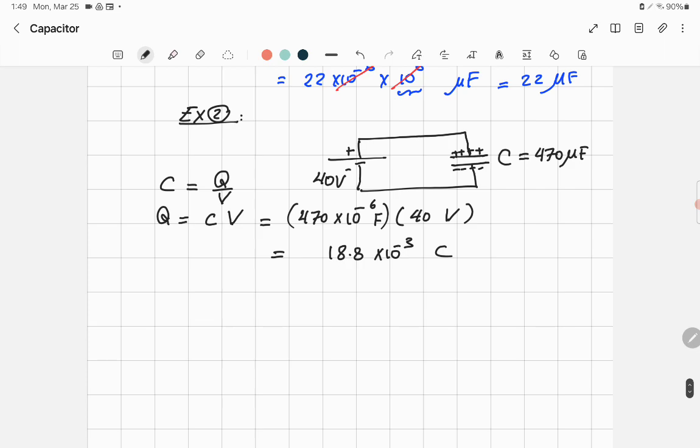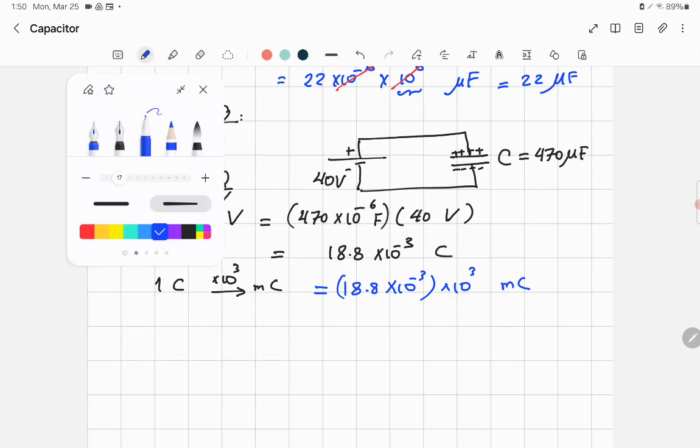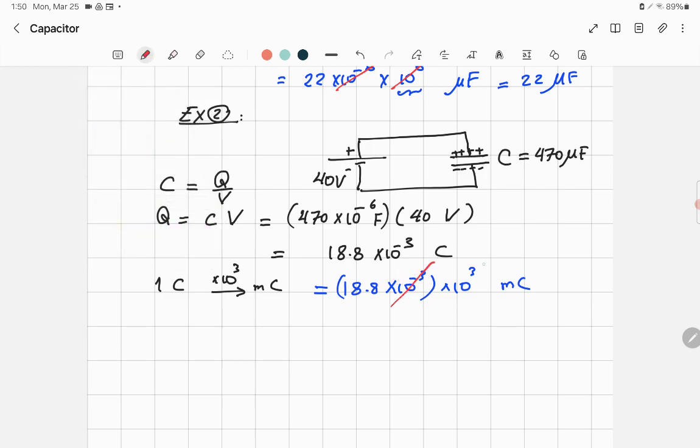Well, I can convert this to millicoulomb. How do we convert to millicoulomb? To convert any unit to milli, you just multiply it by 10 power 3. So I'm going to multiply by 10 power 3. I have 18.8 times 10 negative 3, and then I multiply the whole thing by 10 power 3 to make it millicoulomb. Again, 10 power 3 and negative 3 will cancel, so the answer will be 18.8 millicoulomb. So we solved the two examples, how to find the capacitance and how to find the total charge.